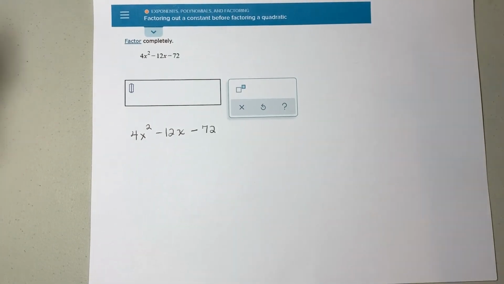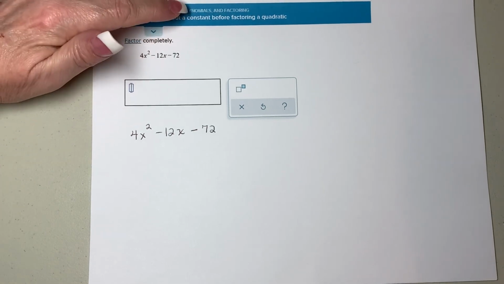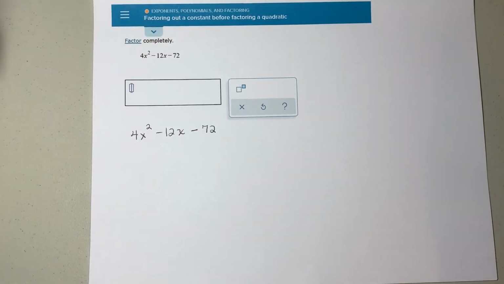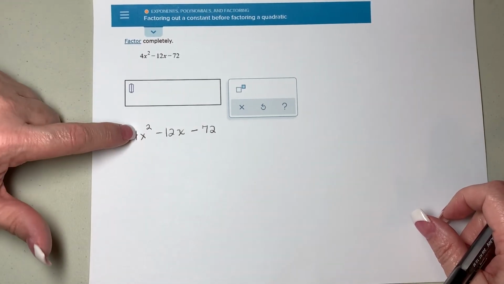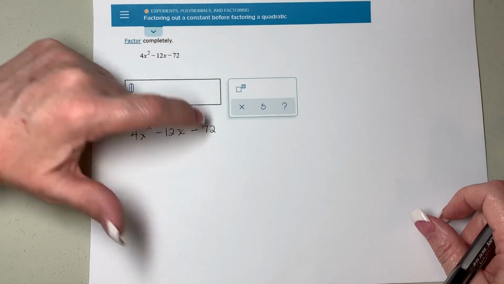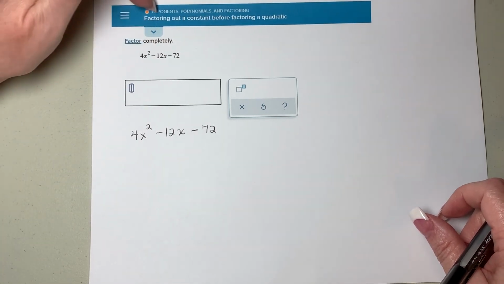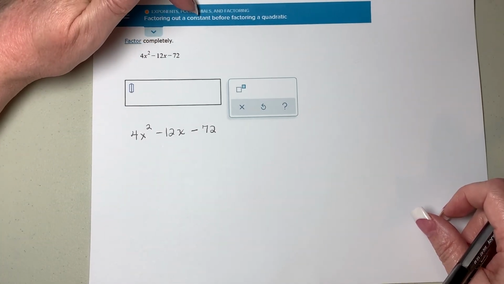All right, this one is factoring out a constant before factoring a quadratic. Or as I like to call it, factoring out a greatest common factor. You have to look at all three terms, 4x squared minus 12x minus 72, and they're saying factoring out a constant. That means a number.